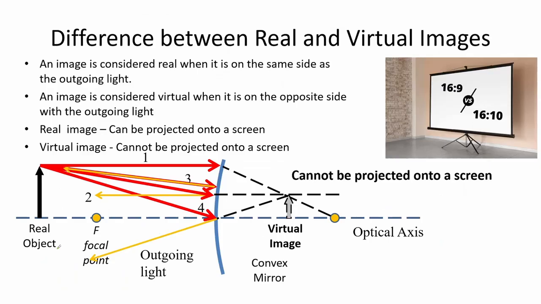The difference between real and virtual images. An image is considered real when it is on the same side as the outgoing light. An image is considered virtual when it is on the opposite side of the outgoing light. Real images can be projected onto a screen, but virtual images cannot be projected onto a screen. Here we have a convex mirror and its image is a virtual image. Since it is a virtual image, then it cannot be projected onto a screen.